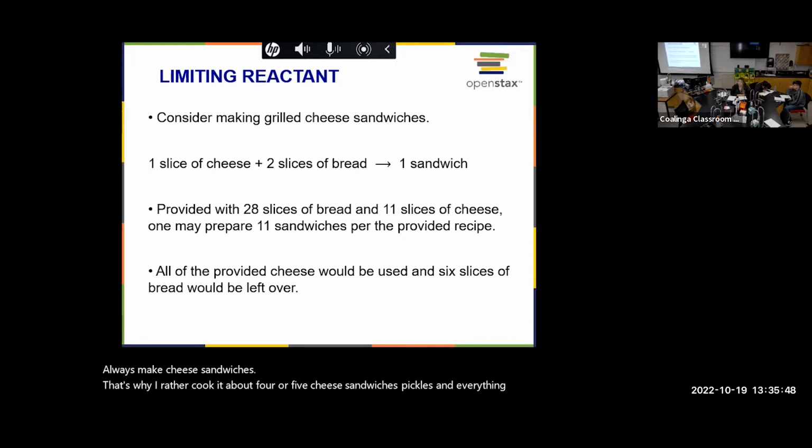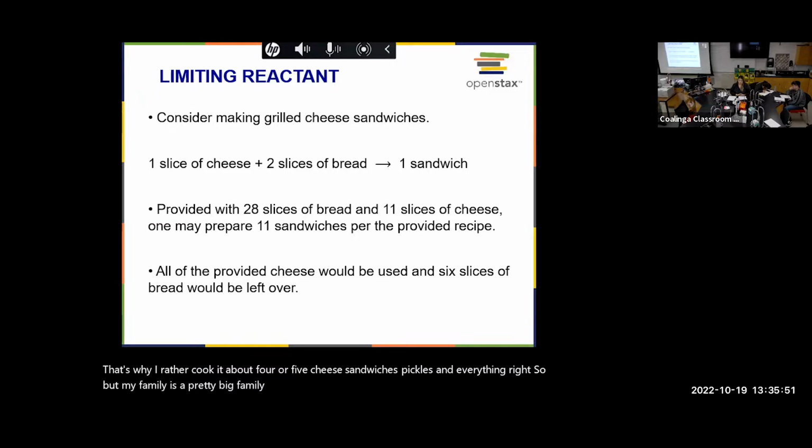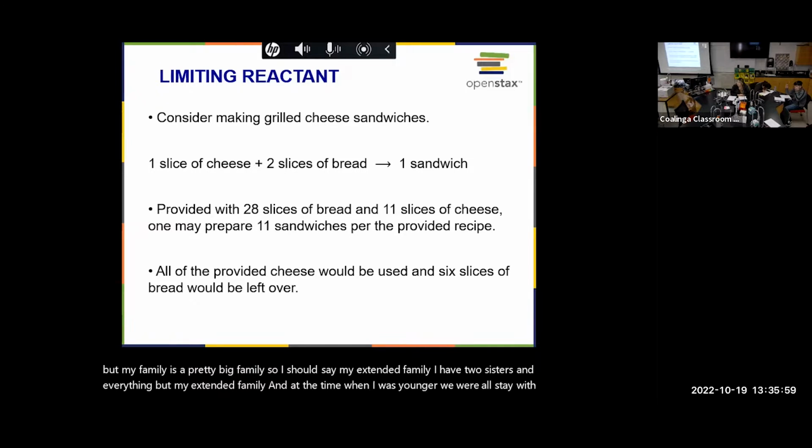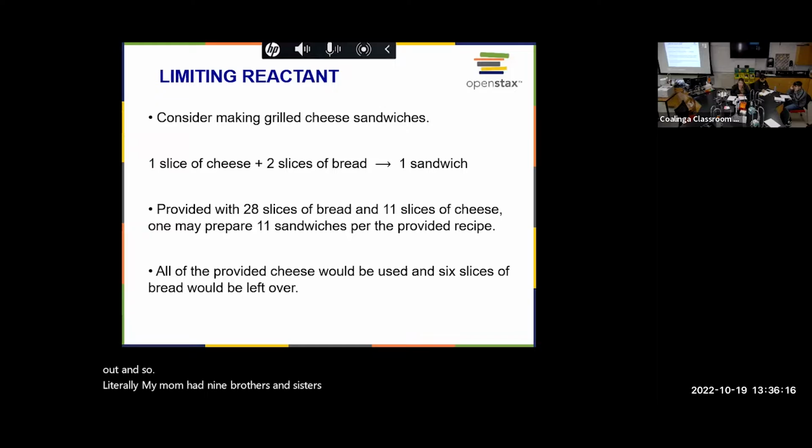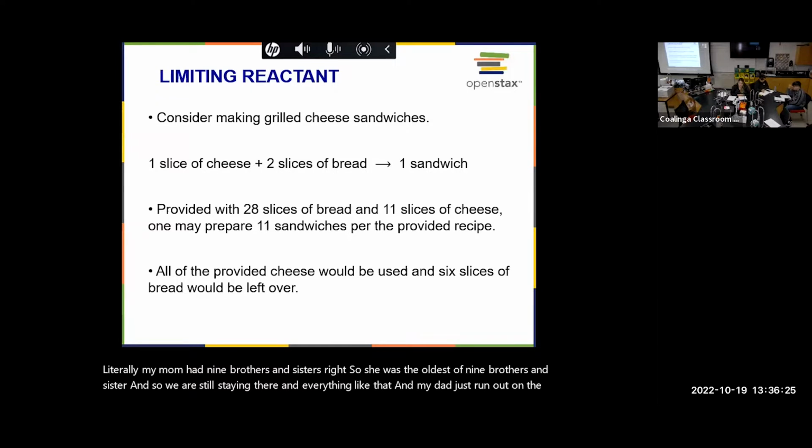But my family is a pretty big family. I should say my extended family is pretty big. I have 2 sisters and everything. But at the time when I was younger, we were all staying with my grandparents, right? Because just like in most cultures, most people don't leave. Their parents kick them out of the house: you got to get a job or you got to get out. And so, literally, my mom had 9 brothers and sisters, right? She was the oldest, and we were still staying there. And my dad had just gone out on the boat. He was far away, so she wanted to come back home to the family to help raise me.